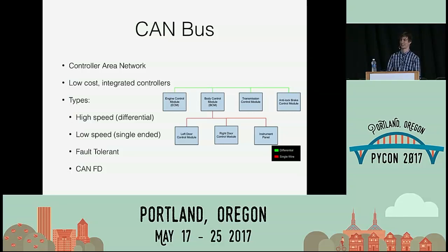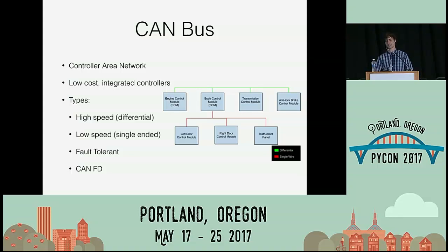There's fault-tolerant CAN used in things like airbags for safety, and there's this new CAN flexible data thing that lets you send more data faster. But a typical structure you'll see is a bunch of controllers that do important things on a differential high-speed CAN bus in green here, like your engine, anti-lock brakes, those are kind of important, we want those to work quickly. And transmission also needs to know about the engine pretty fast.